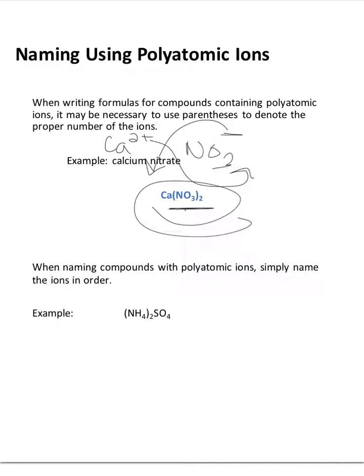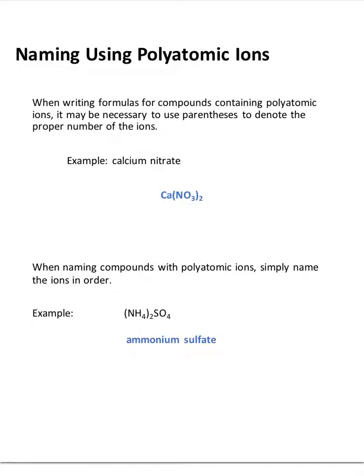Okay, now if we go in the reverse, so we have an actual formula and we're trying to name it, all we do is we name it just like we name our ionic compounds. So you name the positive portion first, and you name the negative portion or the anion second. So if we look down here, we have NH4. NH4 is in parentheses with the subscript 2. And then we have SO4 after it.